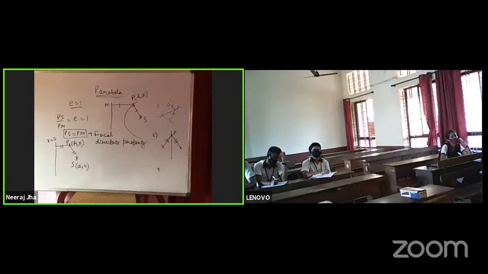No, x is equal to 0 is not right, sorry, it should be x plus a is equal to 0. Now it is fine. Now x plus a is equal to 0 is the fixed line, and a comma 0 is the fixed point. What will be the locus? How did we find the locus? The distance PS is equal to PM. Kindly equate the distances and get the locus. Do it.